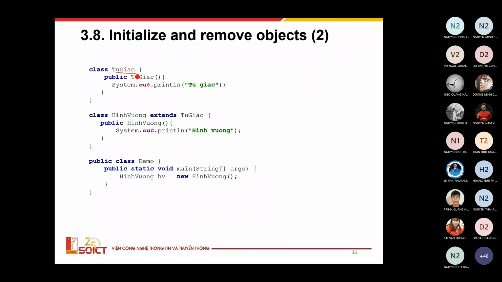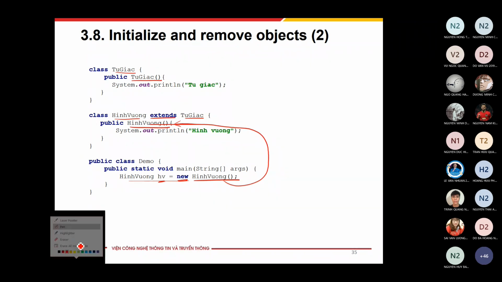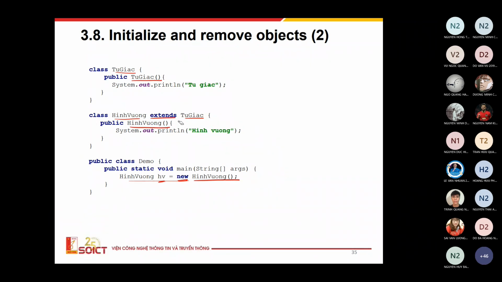You have a class tứ giác and you have the constructor of the class tứ giác. You have a class hình vuông which extends from the tứ giác, okay, and the constructor for hình vuông. And what happened when you create a new object for hình vuông? As you can guess, when hình vuông constructor is called, what will happen? As I said in the previous slide, the call to the superclass constructor will be the first statement. And here you don't see it, so JVM will insert automatically for you.